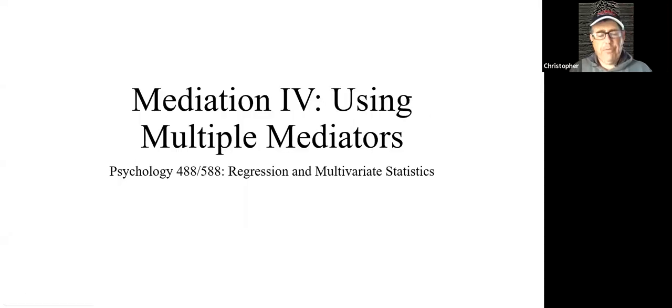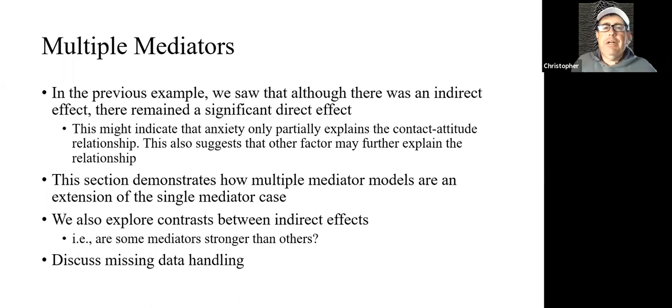All right, here for part 4 of our mediation lectures, using multiple mediators. So in the previous example, we saw that even though we had an indirect effect, there remained a significant direct effect. That's sometimes termed partial mediation. This indicates that after we've included our one mediator, there's still effects left to mediate potentially. So that might indicate that anxiety only partially explains the contact-attitude relationship. And it could also suggest that other factors may further explain the relationship.